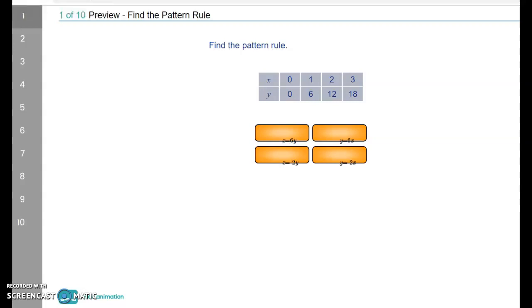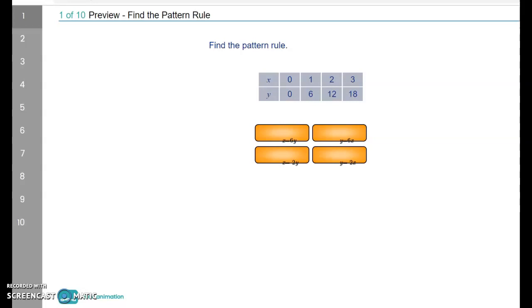Here we need to find the pattern or the rule for this table. A couple of ways you can approach this. You could try and just substitute these values into the rules and see what will work. Alternatively, you can look for a pattern in the table and use that.